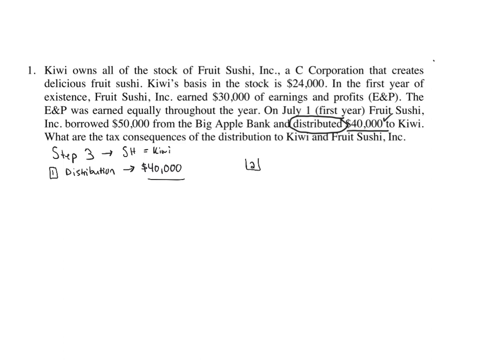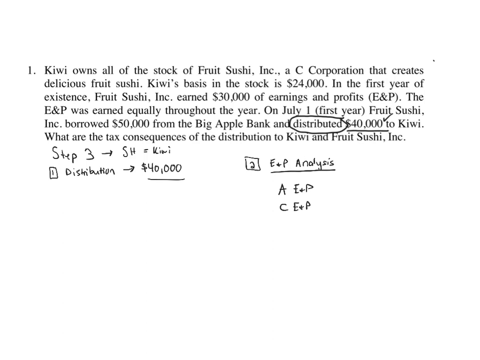Okay. Part 2 of step 3 is the E&P analysis. So remember, for E&P analysis, I always set up accumulated E&P on the top, because chronologically, and then current E&P. Remember, E&P is like retained earnings. We're trying to determine what portion of the distribution is dividend, then return of capital and capital gain.